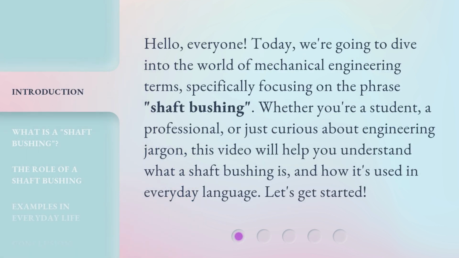Hello, everyone. Today, we're going to dive into the world of mechanical engineering terms, specifically focusing on the phrase shaft bushing. Whether you're a student, a professional, or just curious about engineering jargon, this video will help you understand what a shaft bushing is and how it's used in everyday language. Let's get started.